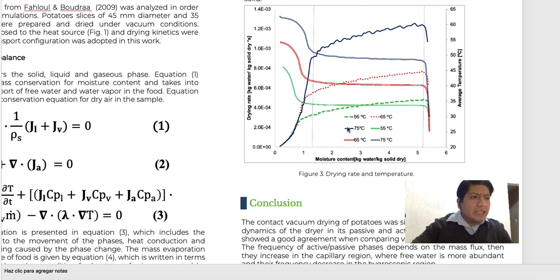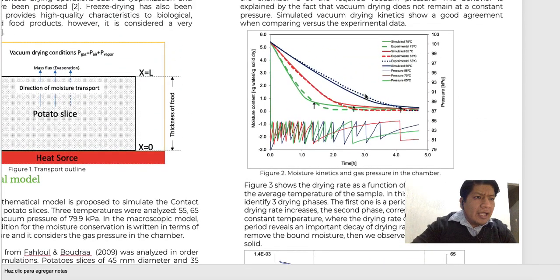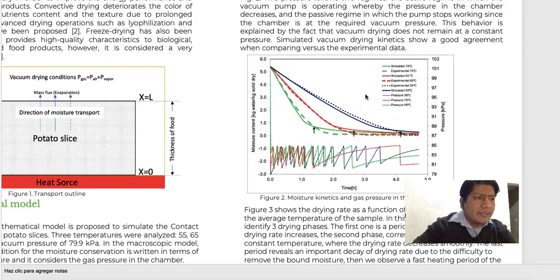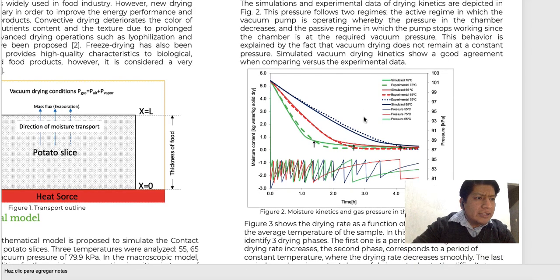The constant vacuum drying of potato was simulated by considering the dynamics of the dryer in its passive and active phases. Drying kinetics showed a good agreement when compared with the experimental data obtained by Fallow and Boudra. The frequency of the active and passive phases depends on the mass flow, so it increases in the capillary region where free water is more abundant, and the frequency decreases in the hygroscopic region.